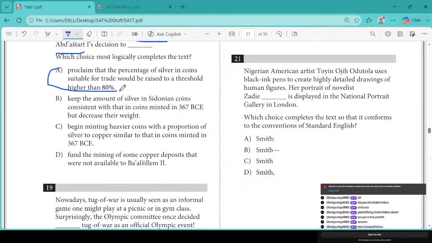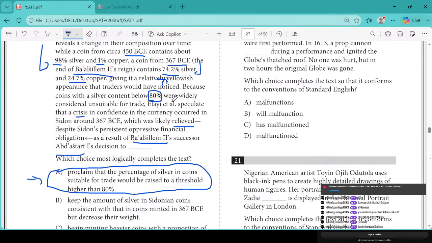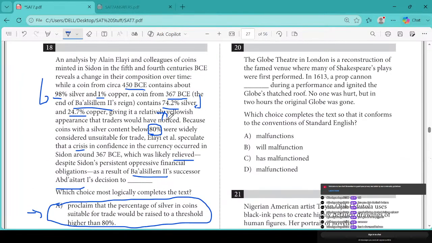And to solve the issue, you should probably raise the silver content to higher than 80%. Option A says that you raise the silver content to higher than 80%, which in theory should solve the problem. Because if it's under 80%, they don't trust it. But if you raise it, then it will be fine again.